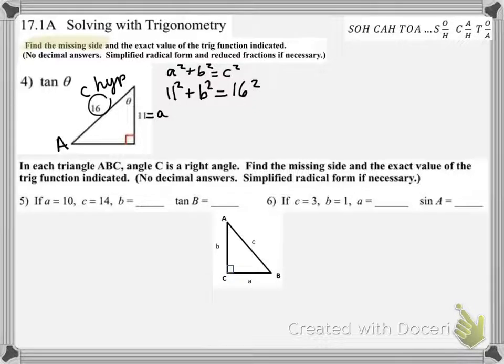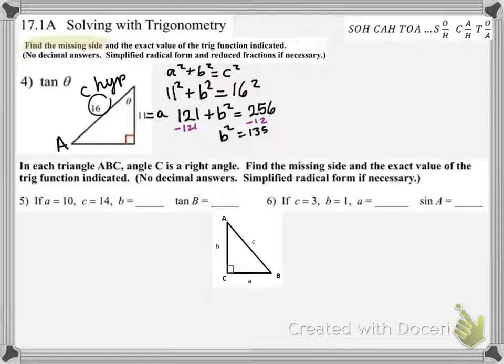Some of these I already know. Some of these I just have them on a piece of paper, so I'm cheating a little bit and just writing down numbers. 11 squared is 121 plus B squared equals 256. We need the b squared by itself, so we'll subtract 121, which gives us b squared equals 135. In this section, they don't want any decimals, they want exact radical answers.